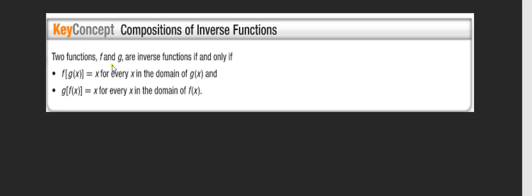How do we show that two functions are inverse functions of one another? Well, let's say f and g are functions, and they are inverse functions if and only if this happens. f of g of x equals x for every x in the domain of g, and g of f of x equals x for every x in the domain of f. Let's take a look at an example.